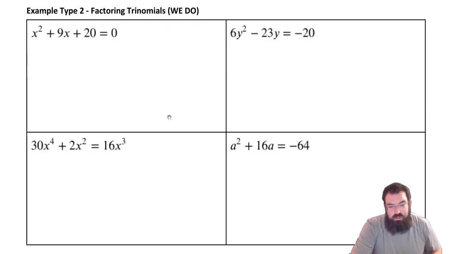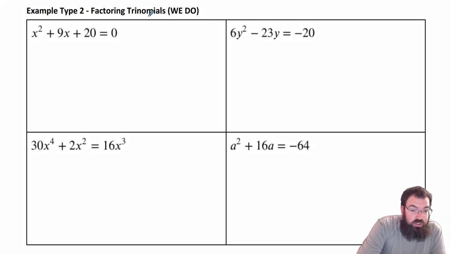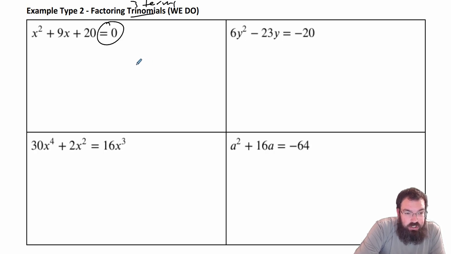Alright, example type number 2. This is the we do, so I'm going to do most of these, if not all of them, just to get you practice, and then there's 4 more below on the next page that you'll be able to do. So I'm factoring a trinomial. Trinomial means I have 3 terms, and I still have to make one side 0, so that's good. Now, can I factor out anything? Is there anything these have in common? No.